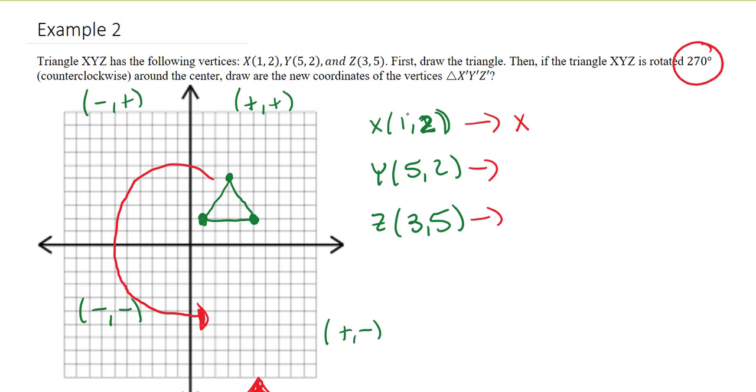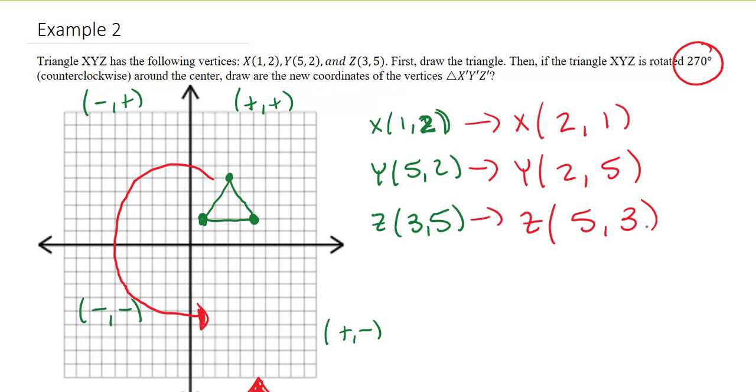Same thing as before, we're switching the x and y values. So X becomes 2, 1. Y becomes 2, 5. And Z becomes 5, 3. If we are going from a positive, positive quadrant to a positive, negative quadrant, where the x values are positive and the y values are negative, we need to add negative signs to our y values. So all our y values are negative. And now we can just plot.